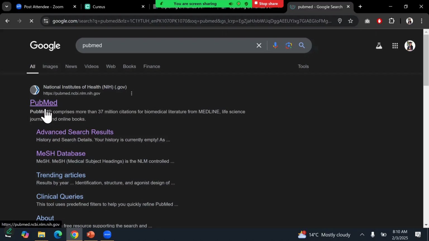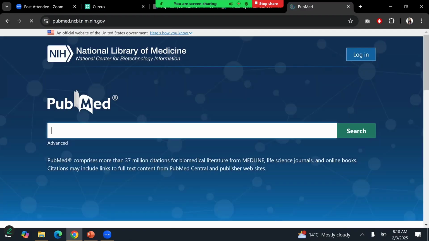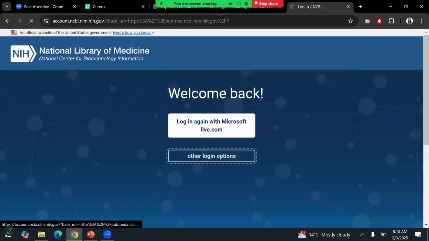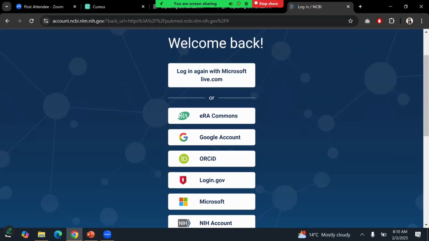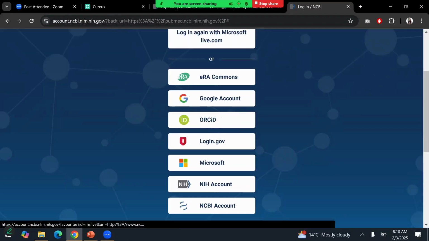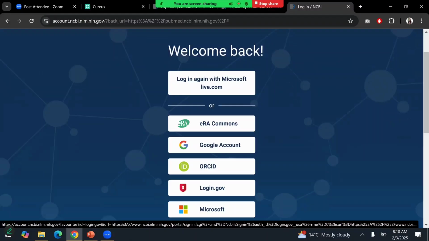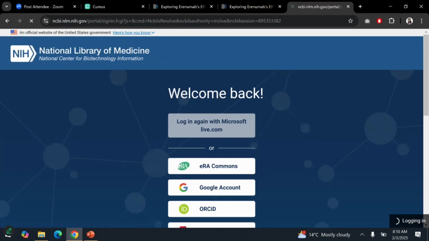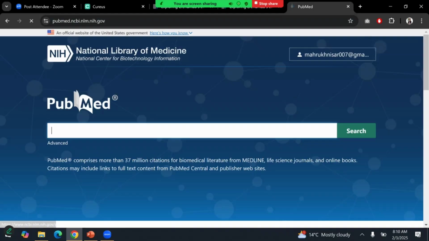PubMed, open it and log in from here. There are many login options. You can log in with any of these, so your Google account or Microsoft account or just any. I logged in with my Microsoft account. This is important because if you don't log in, your research data won't be saved. So this is logged in with my email.